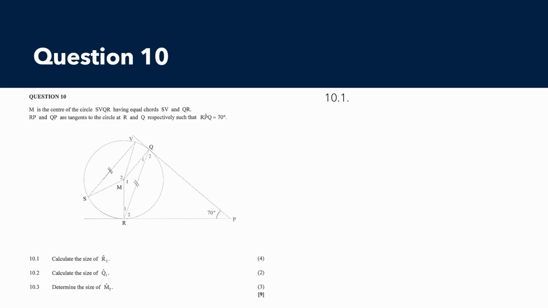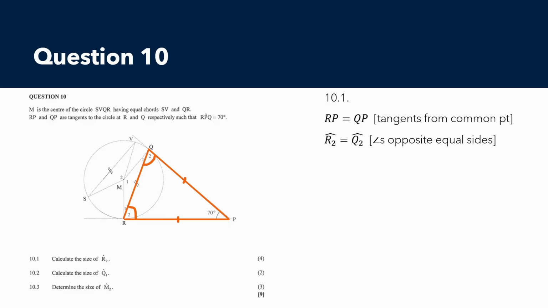Let's get to it. First step, I went on to say tangent RP is equal to tangent QP. They are both tangents from a common point outside the circle. Second, I went on to say angle R2 is equal to angle Q2. Angles opposite equal sides. If you look at triangle PQR, it's an isosceles triangle, and hence R2 and Q2 are base angles, and they should be equal.